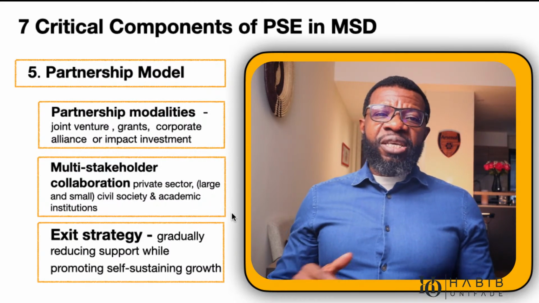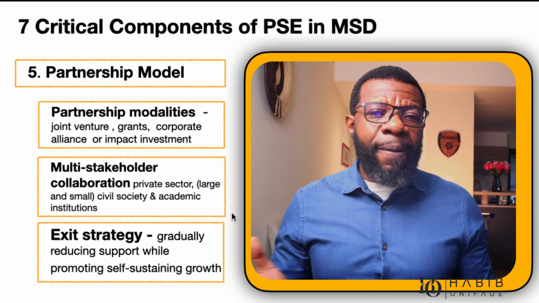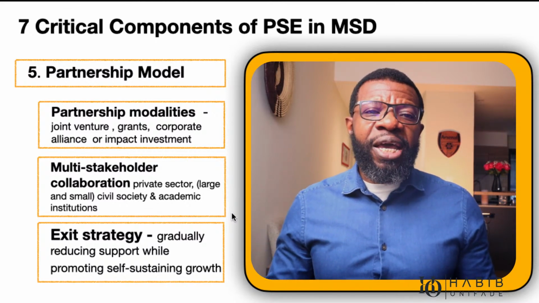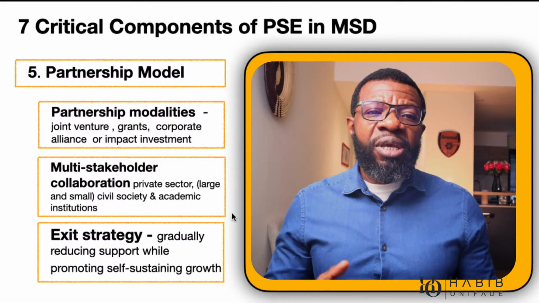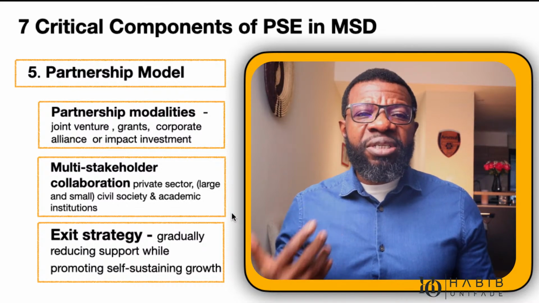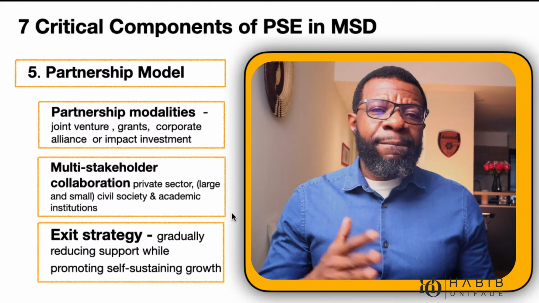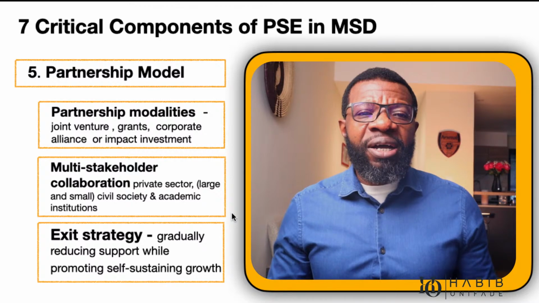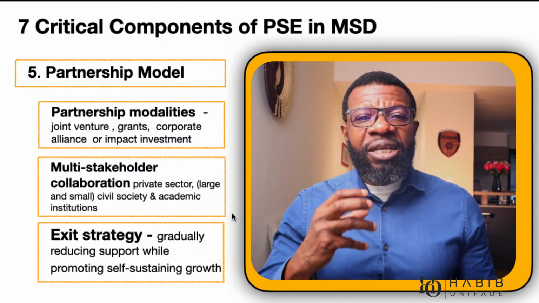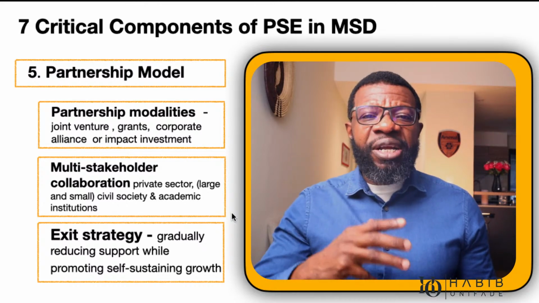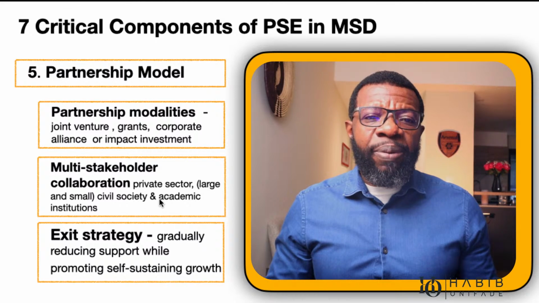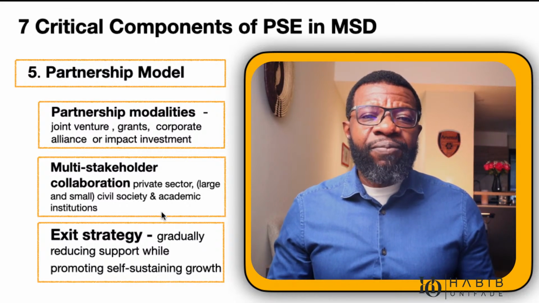The fifth is the partnership model. So we need to be very clear on the sort of partnership models that we want to pursue, and that's in terms of partnership modalities. So whether it's a joint venture, grant, whether it's some sort of alliances and impact investment, whatever it is, we have to be very clear. We have to spell this out and make sure that the partner is very clear.